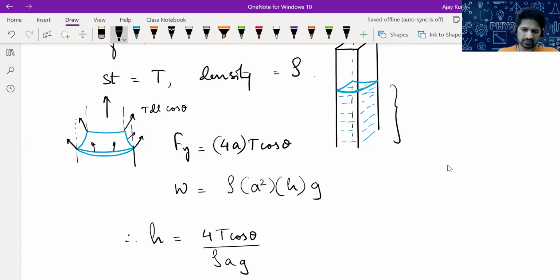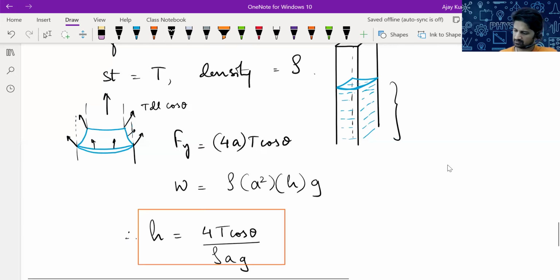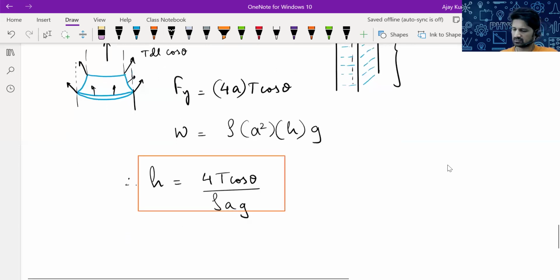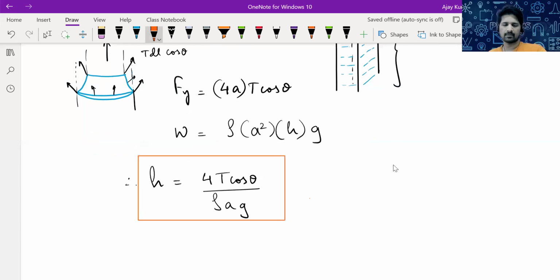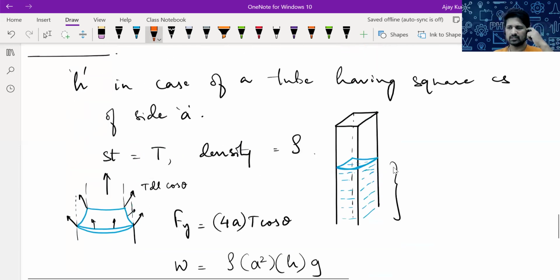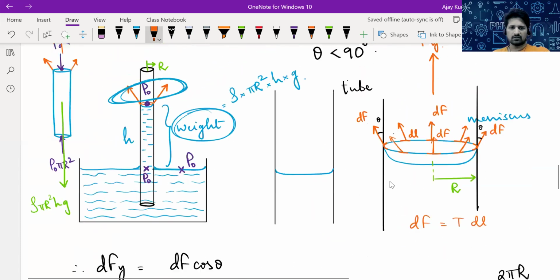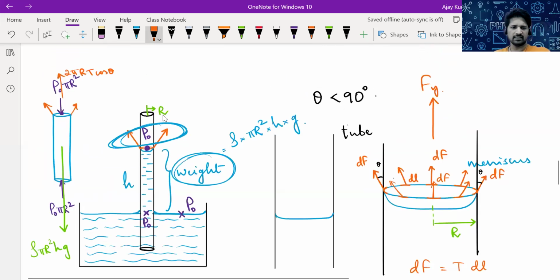So you can derive the expression for height of capillary rise for any kind of cross section. They can give you triangular cross section, rectangular cross section. Concept is the same. If theta is acute, it will be a rise. If theta is obtuse, it will be dip. Now see, if the tube is long enough, the liquid will rise to that height and settle there. Let's solve some problems based on this also. Just a moment.